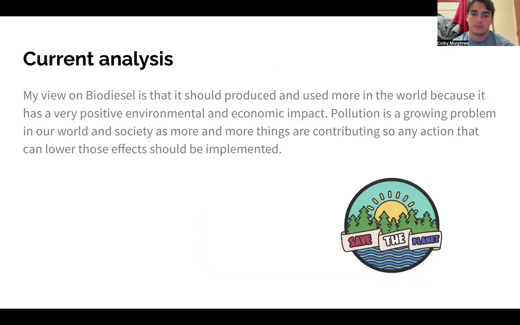My view on biodiesel is that it should be produced and used more in the world because it has a very positive environmental and economic impact. Pollution is a growing problem in our world and society as more and more things are contributing. So any action that can lower those effects should be implemented.